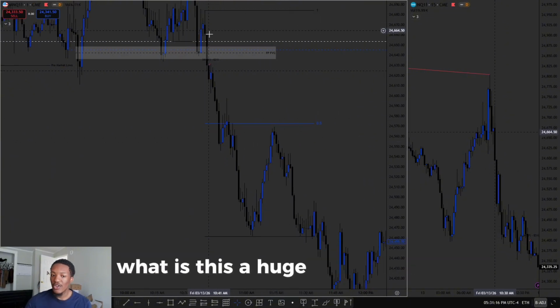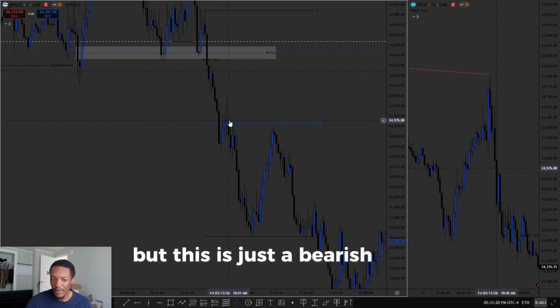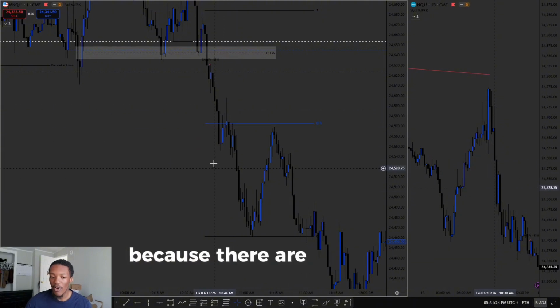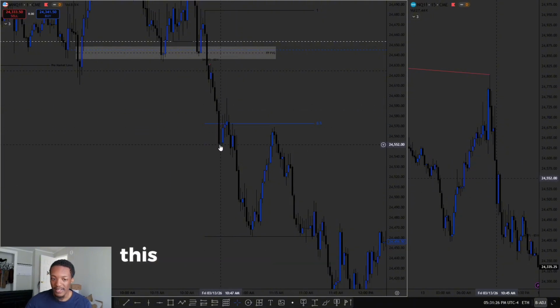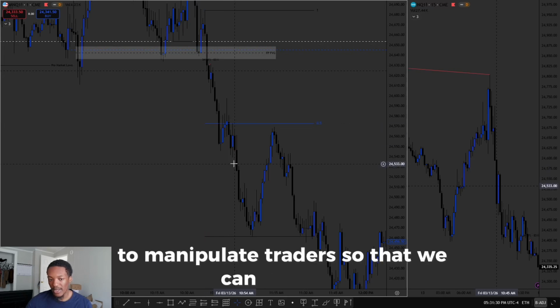What is this? A huge expansion. Yes, you have a bearish order block here, but this is just a bearish order block. This is not an up move. This is not an expansion higher. Why? Because there are no fair value gaps in this move. This is just a slow chop higher to do what? To manipulate traders so that we can go lower.